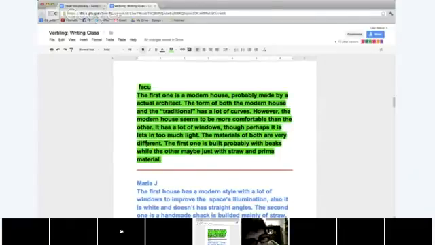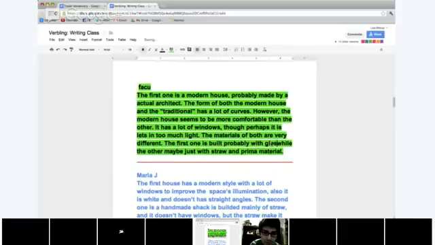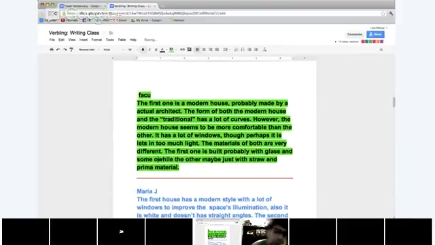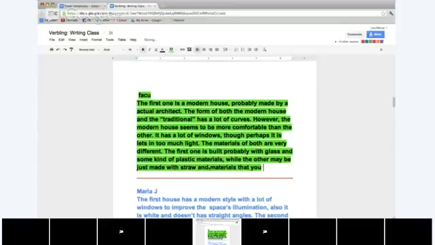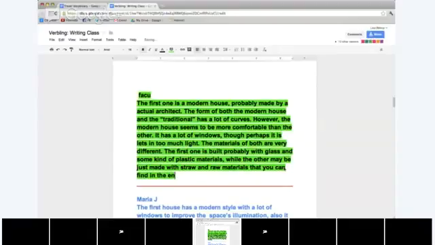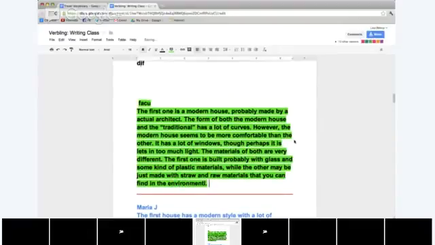The first one is built probably with, I wouldn't think it's made with bricks, but like Lyndon said, probably glass and some kind of plastic materials, probably. Oh, perfect. While the other may be, in this case, that's two words, may be just made with straw and. What do you mean by prima material? Like things that they could just get in the environment? Yes, exactly. Like raw material. Okay, yeah, like raw material. And raw materials that I would say you can find in the surrounding environment. Okay, good. Perfect. Thank you.